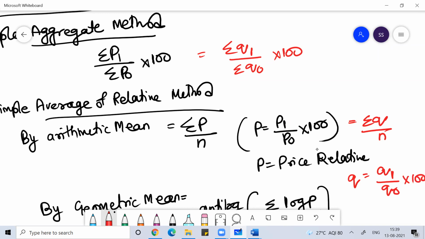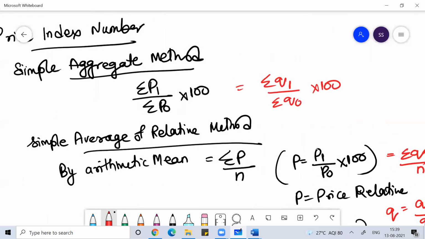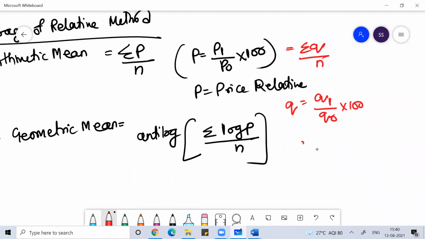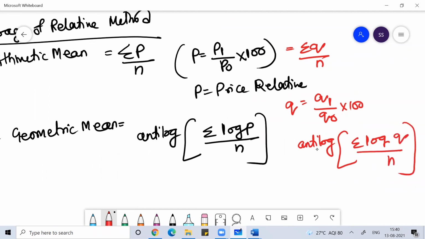Like the way we discussed the price index number, the same way we can discuss the quantity index number. In the simple average of relative method, there are two options: either the arithmetic mean or the geometric mean. If you follow the geometric mean, your formula will be antilog of sum of log Q by N, where Q is the quantity relative, and you get that value by Q1 by Q naught into 100.